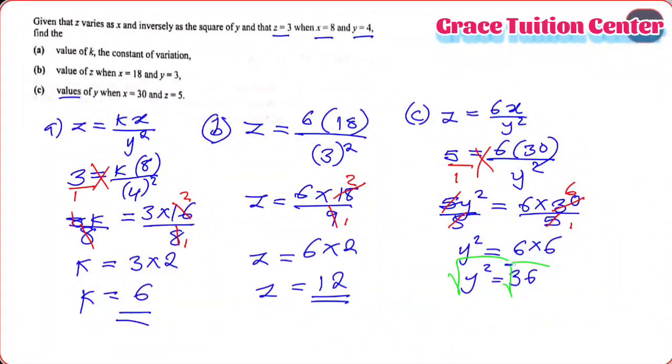Don't forget to put a plus and minus here. So meaning that this root here will cancel that square, then we'll remain with y is equal to plus or minus, what is the square root of 36? It's that number that you can multiply by itself to give you 36, which is what? 6. So meaning that our values of y are -6 and +6 there.